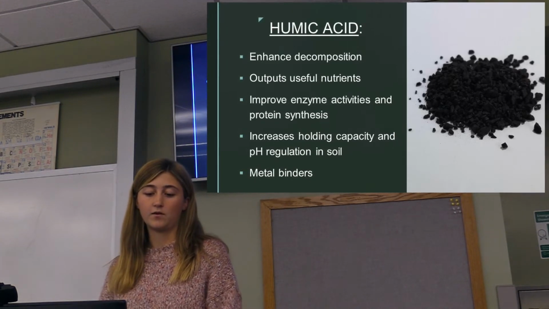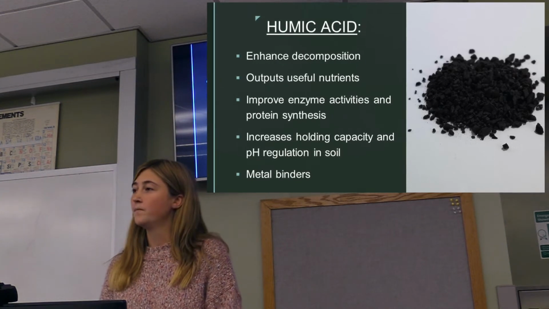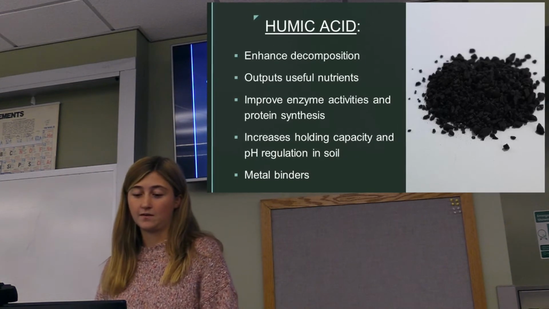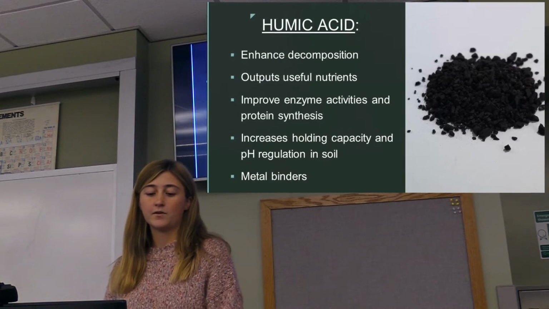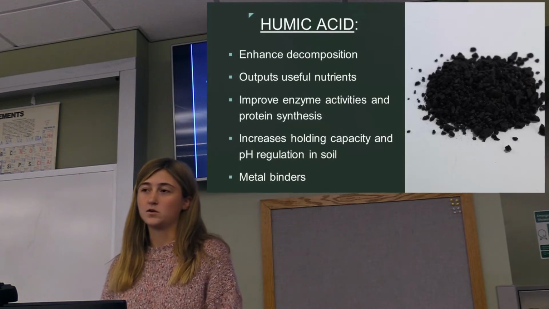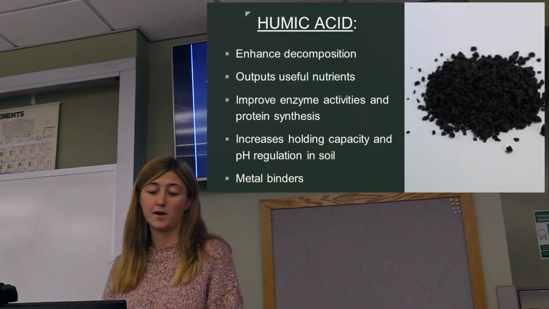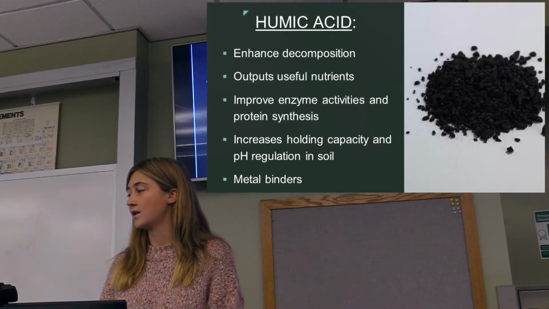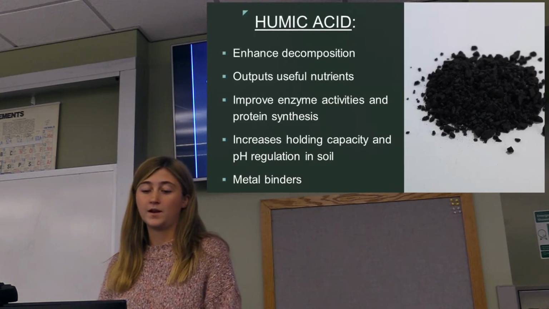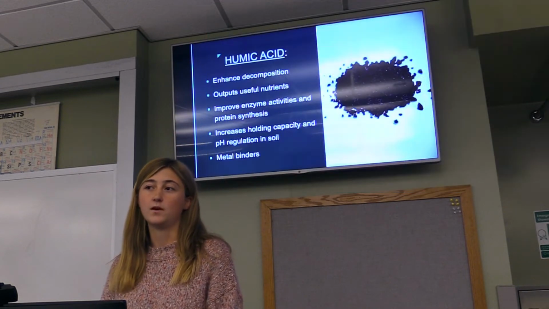It also increases holding capacity and regulates the pH in the soil. So this helps so that it doesn't get burnt out by acid, or so it's not too alkaline. And it also has metal binding abilities, which means that the plant won't have to uptake these metals, and these metals, including mercury and stuff like that, actually harm the structure of the plant. So these metal binding capabilities in the humic acid help prevent this damage that these metals can do in the plant structure.